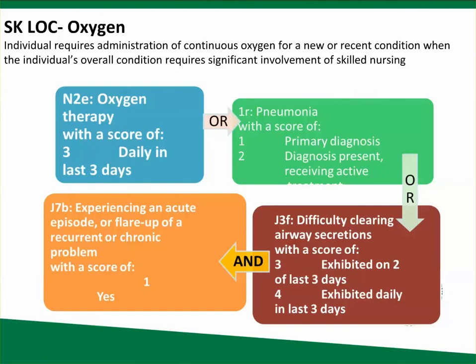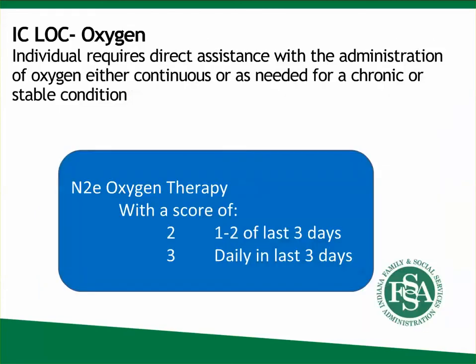For skilled level of care of oxygen, with our current definition, we were able to map that over to N2E with the oxygen therapy, so there's 3 options here. So either N2E, LR, which is pneumonia, or J3F, and with the J7B of if there's any kind of a flare-up that's acute, with a score of yes, would be the qualification for the skilled level of care of oxygen. Then for an individual that just needs the intermediate level of care for oxygen, that would be N2E, with the episode of it occurring sometime within the last 3 days.